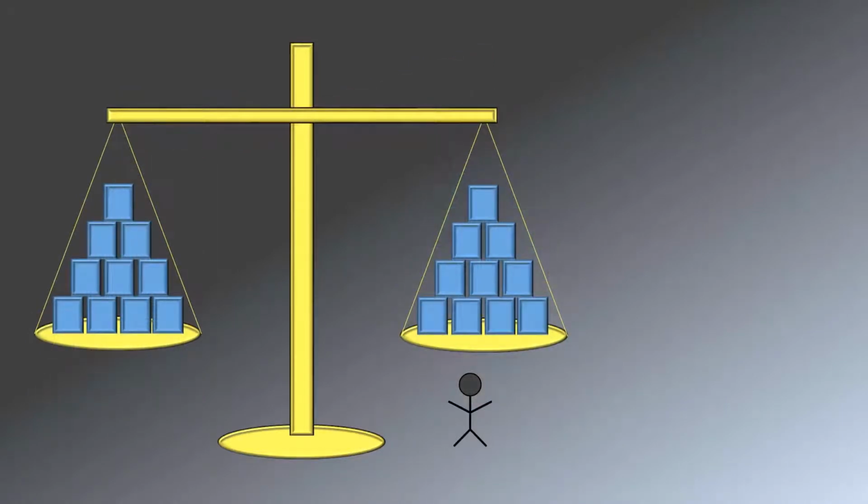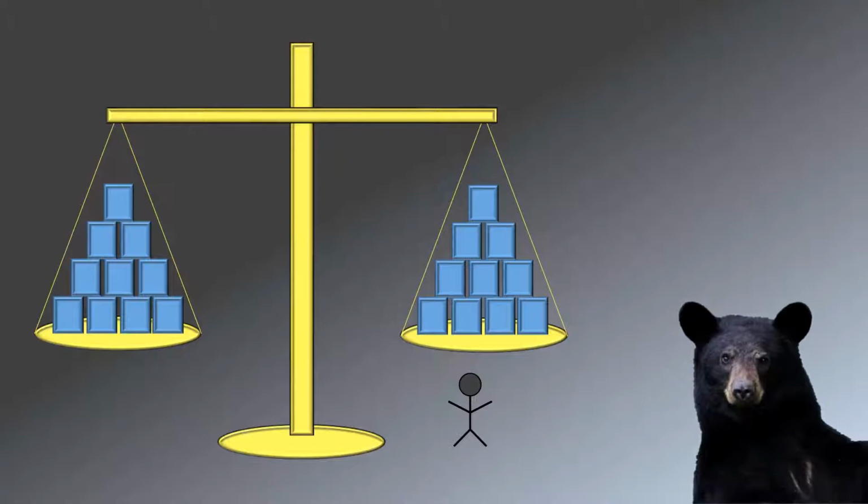Oh, and I forgot this part. Those barrels are full of bear repellent. And it just so happens that there's a bear sitting next to the scales watching us play this game. And so if you are the person to remove the final barrel, that's not good news for you. The bear, no longer deterred by any repellent, will come and eat you.